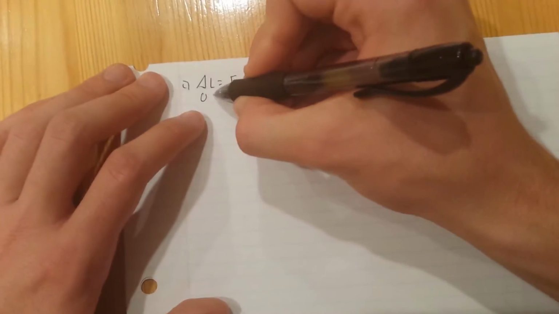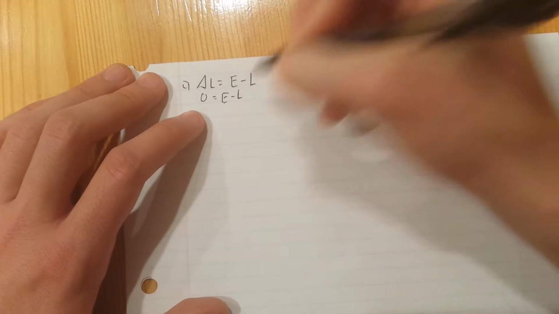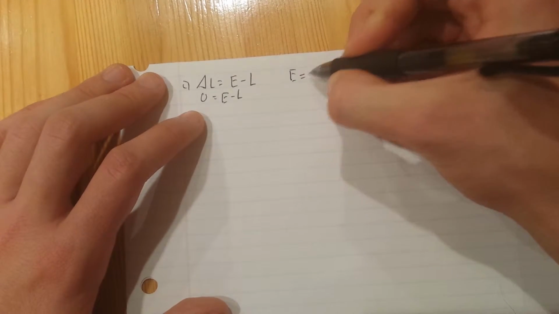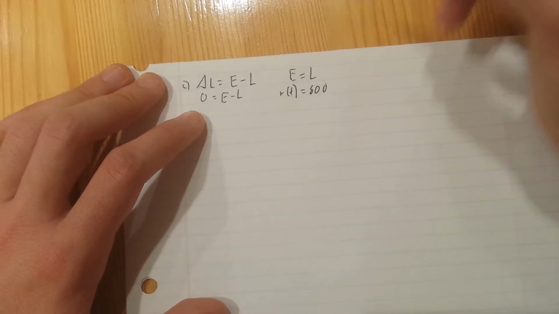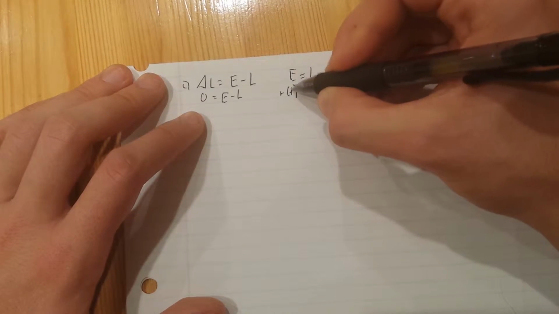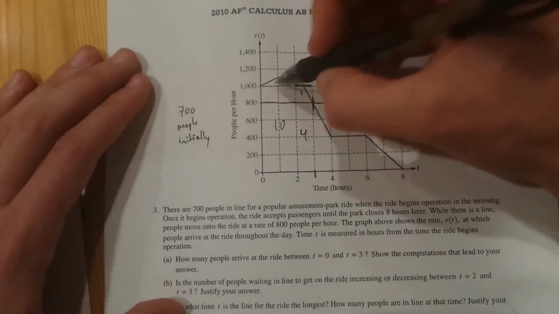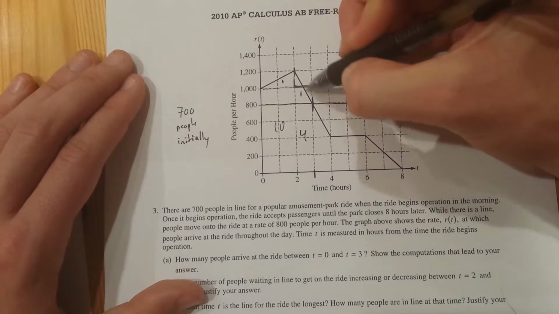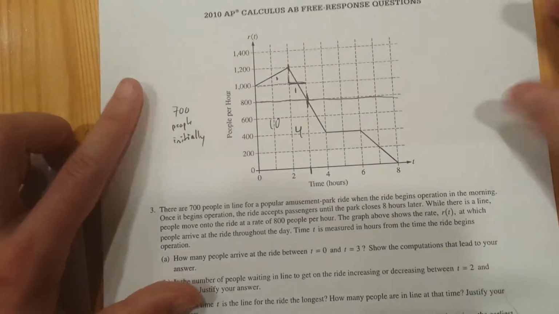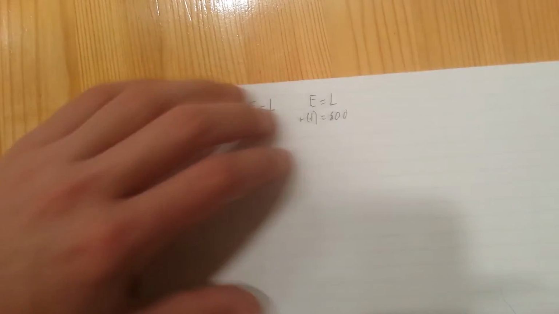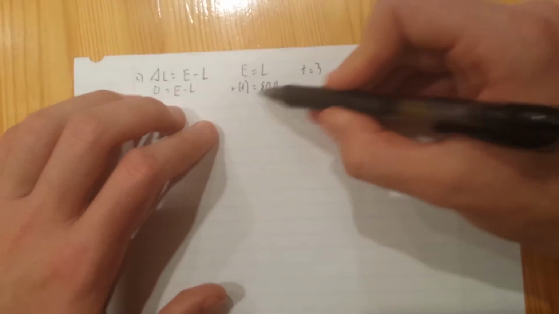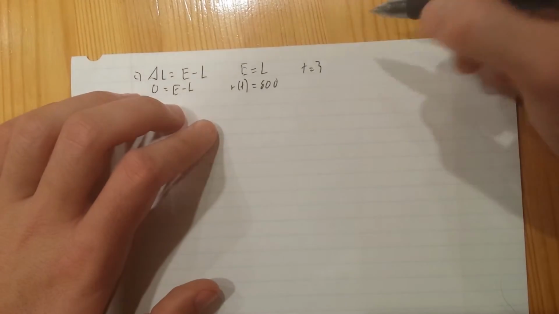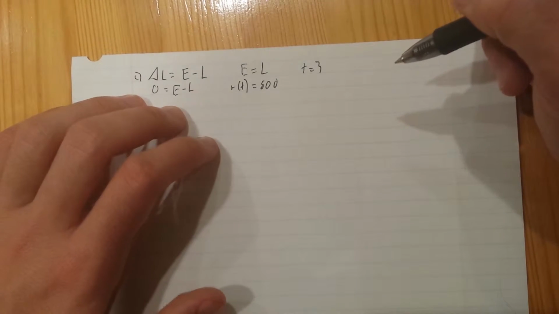So if this is equal to 0, then E must be equal to L. We know that E is R(t), we know that L is 800. So at what t is R(t) equal to 800? Looking back, we got 800 going across here and R(t) coming down here, and they intersect at 3. So when t is equal to 3, this is true. So t equals 3 is going to be our critical point.